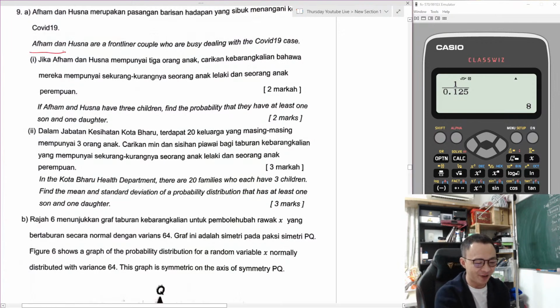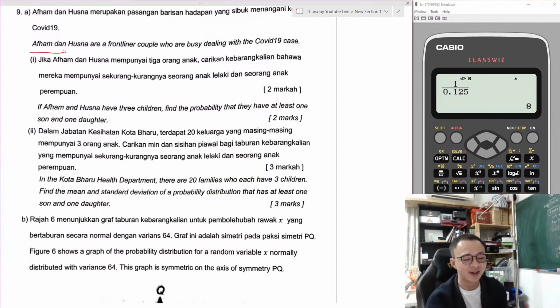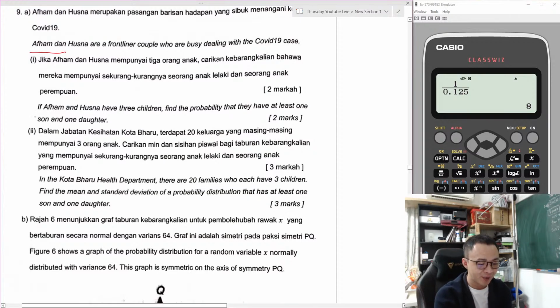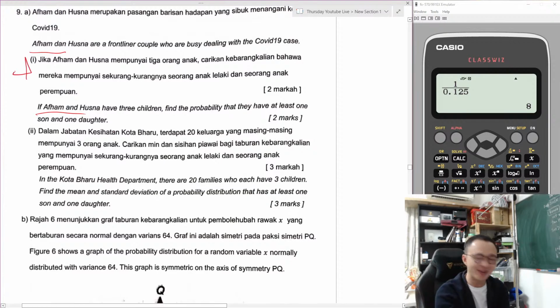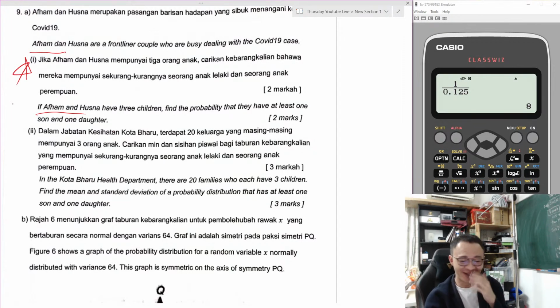Alright, this one, the question is still a little bit weird, but you are trying to understand it. So we have Asfam and Husna, and they are the frontliners couple who are busy dealing with the COVID-19 case. If Asfam and Husna have 3 children, so I believe they are husband and wife, find the probability that they have at least 1 son and 1 daughter. I would say this is a little bit confusing because when I did this question myself, I read it a couple of times until I roughly got the idea.